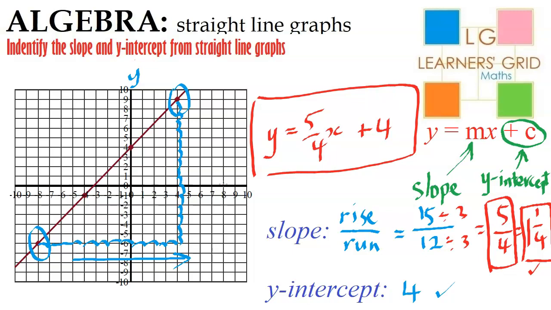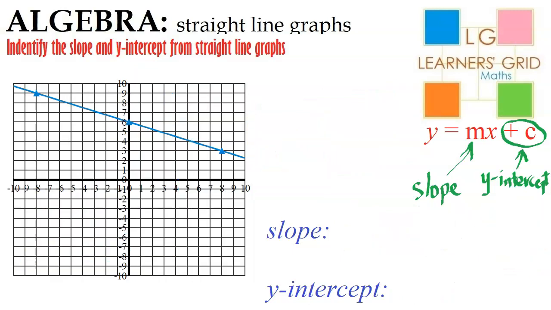Okay, let's try one last one. So we'll do one more, and here we go. We've got our line already there. Again, some points are indicated, may as well use them. The y-intercept is nice and easy. This line right here crosses the y-intercept at a very clear point.